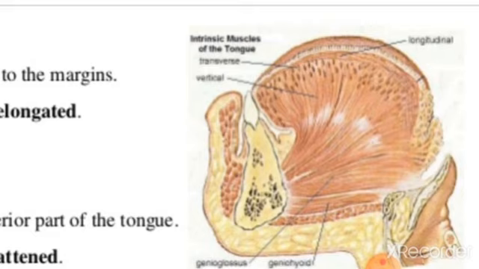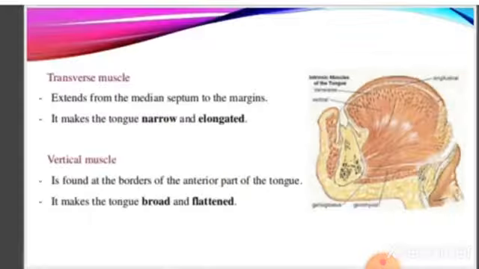And the vertical muscle is found at the borders of the anterior part of the tongue. It makes the tongue more broad and flattened.